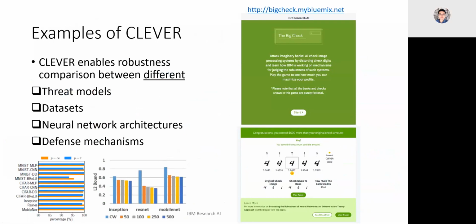And more or less, we found out the Clever score can reflect how people think about the robustness of these AI banking systems as well. So it is a very interesting use case, and we have a demo on this link address. If you're interested, feel free to check this out. So that's how Clever can be used. It can be used to understand the robustness of different threat models, different data sets, different neural network architectures, or different defense mechanisms.